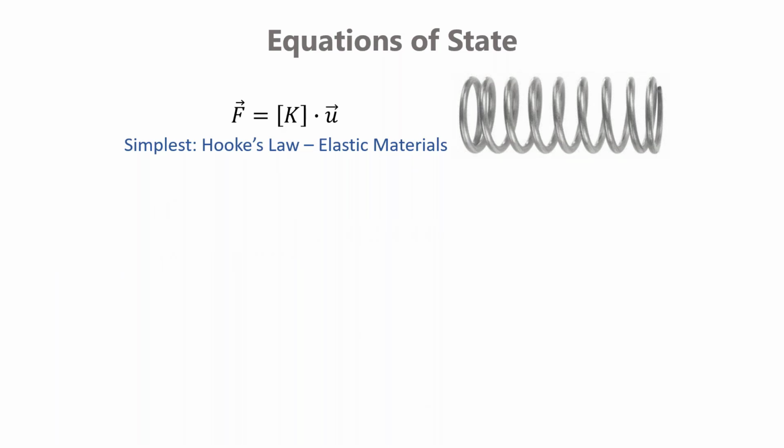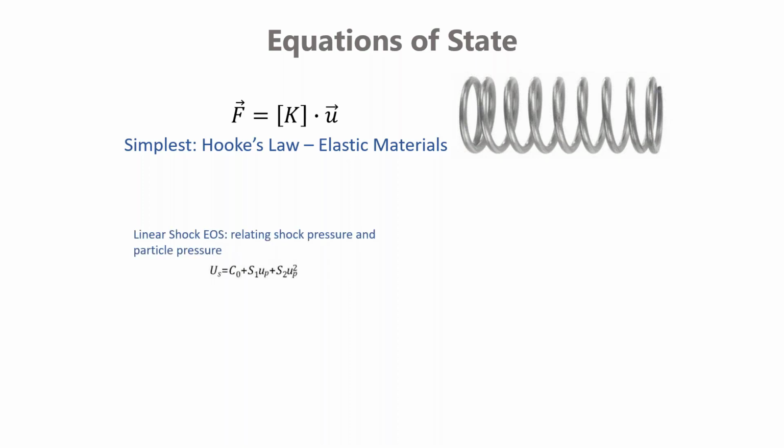Another one of the fun things that you can now do with explicit dynamics is you'll have access to more equations of state. You can think of equations of state as: if I push on my material, how is it going to behave? What's the response going to look like for that material? The simplest is going to be just Hooke's law again, the spring force law for elastic materials.